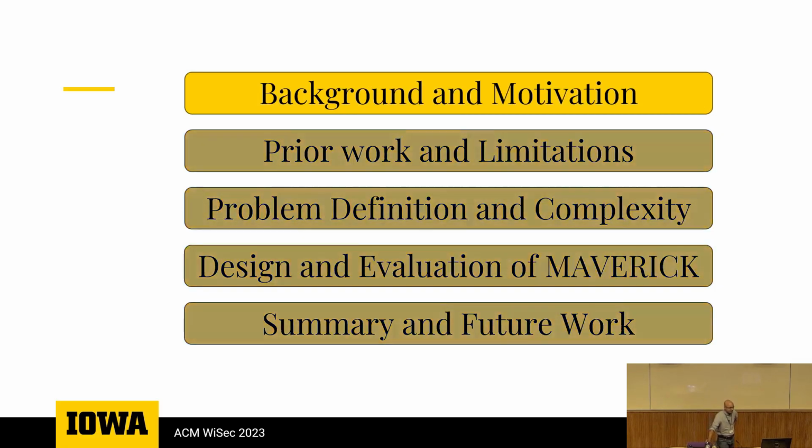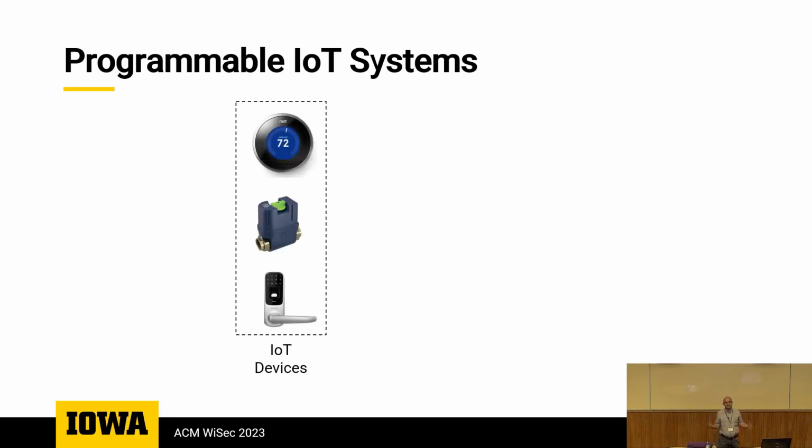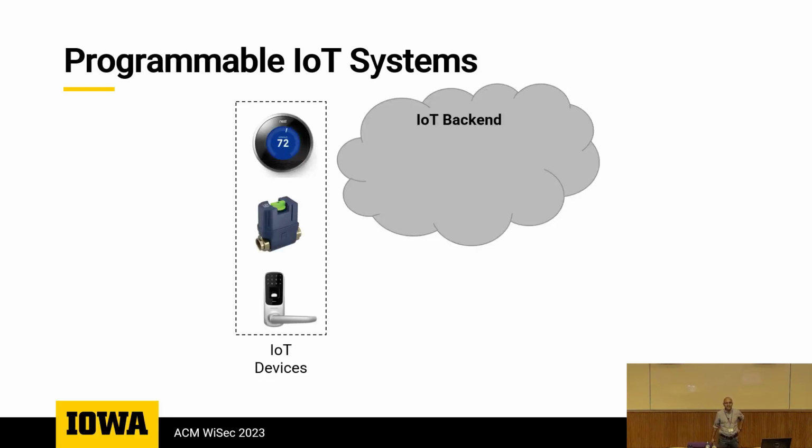Okay? Now, let's talk a little bit about background and motivation. So let's start off with programmable IoT systems. These are IoT systems where you have IoT devices which can be connected by an IoT backend that is first party or third party. An example would be Samsung SmartThings. And the feature of these is you can install apps. These are automation apps that tell you, when you walk through the door, switch on the light. Okay? Simple as that. And you can do other complicated stuff.